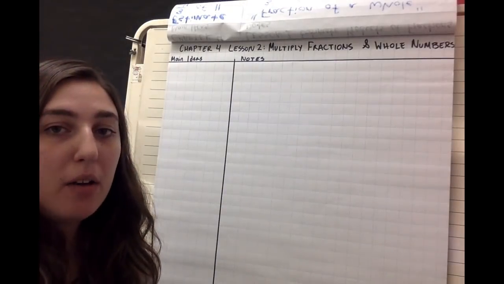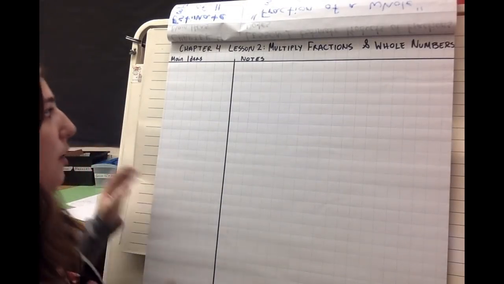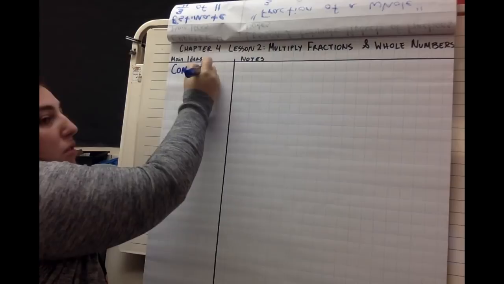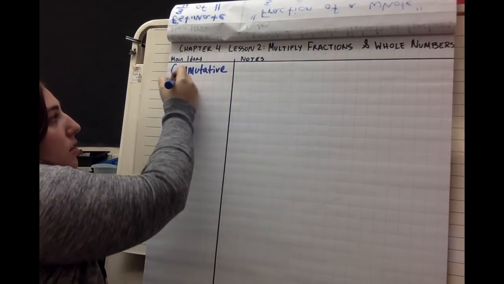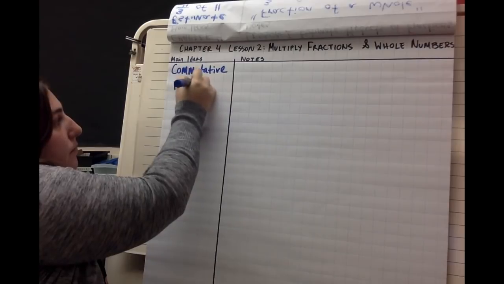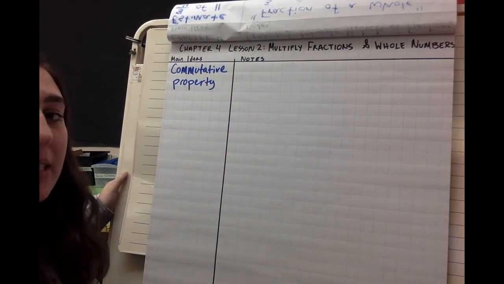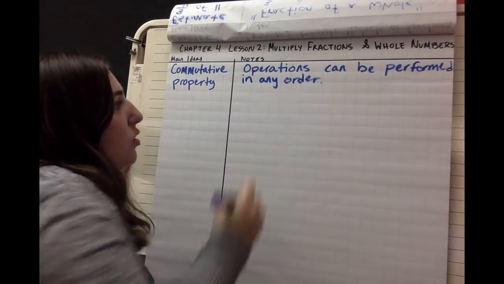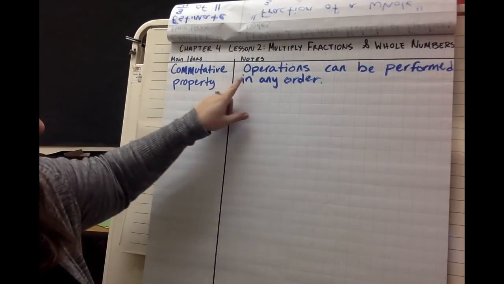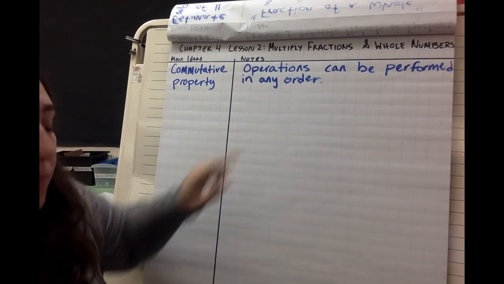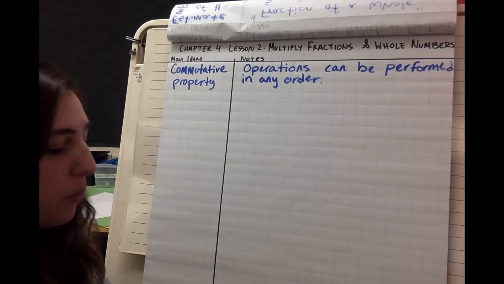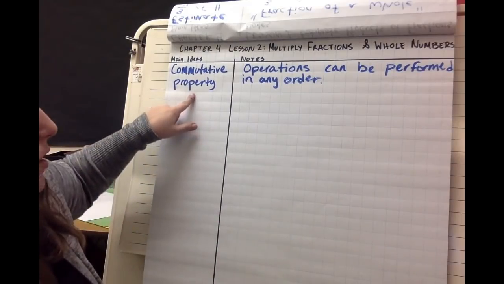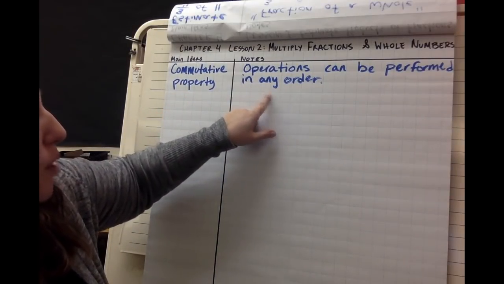So first I want to talk about a little vocabulary. Let's talk about the commutative property. Might be a hard word to say, commutative. Just sound it out. So it's the commutative property. So let me read that again. The commutative property means that operations can be performed in any order. So what this means is if we're multiplying, it doesn't matter what order we multiply in, because the commutative property says that operations can be performed in any order.